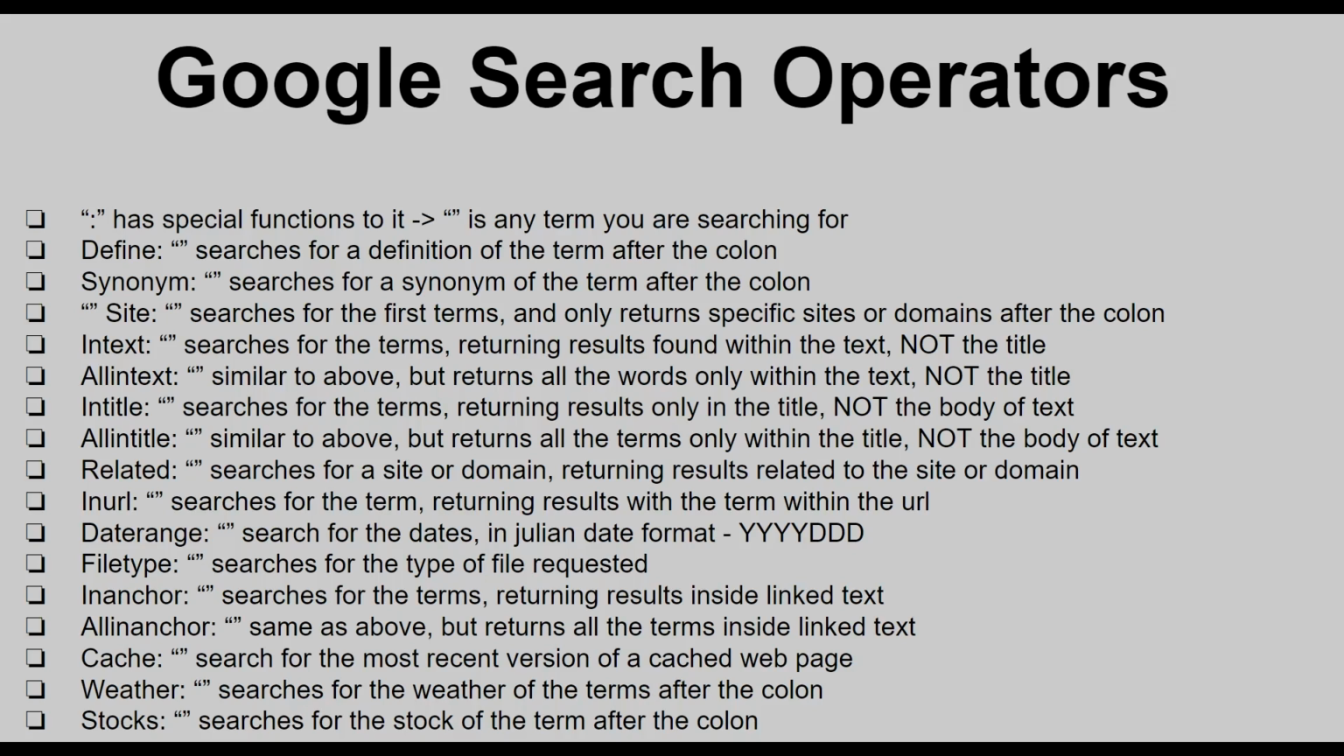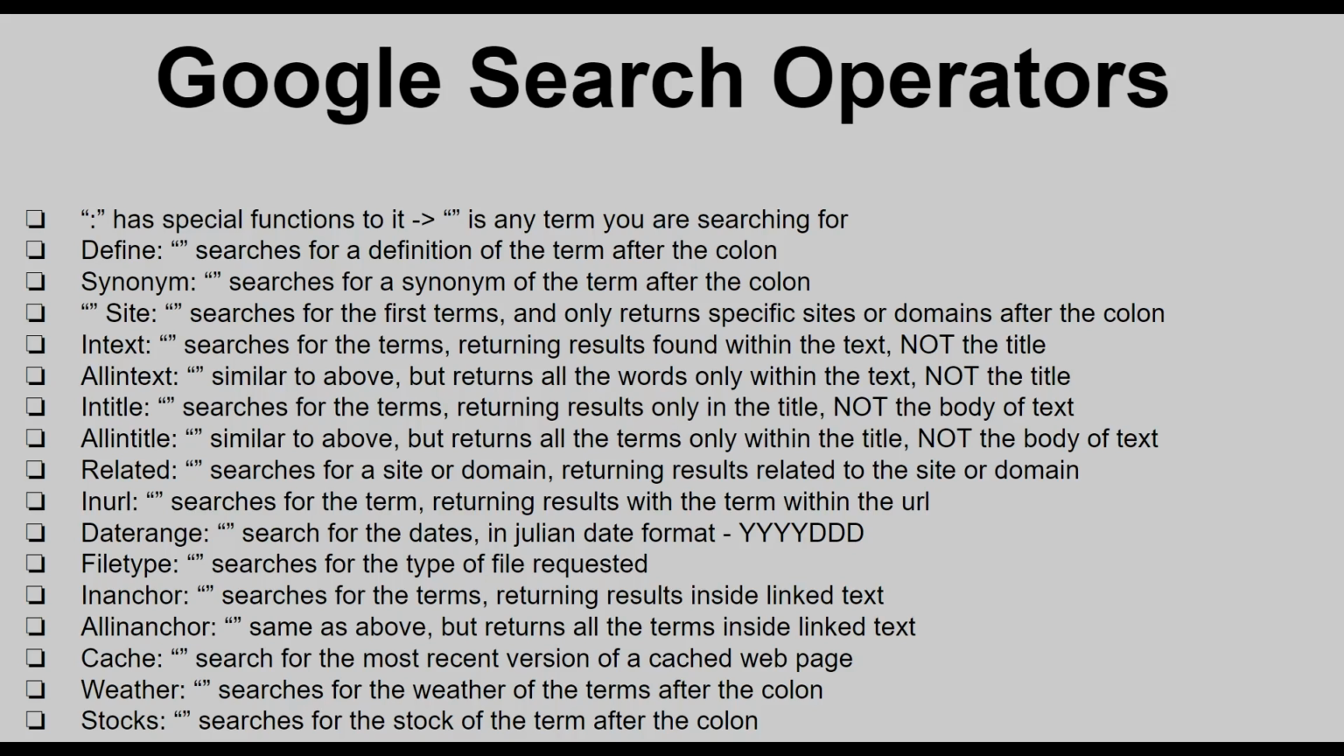And then another important one being filetype. If you're looking for something like a PDF, maybe, or a doc, or image, JPEG, PNG, you can search for file types, and it'll return that kind of file type that you searched. Another one being inanchor and allinanchor, which will search for the term and only return results inside linked portions of text. So let's say in an article there are other links with a hyperlink. Inanchor and allinanchor should return those kinds of results that show other links to other pages, etc.